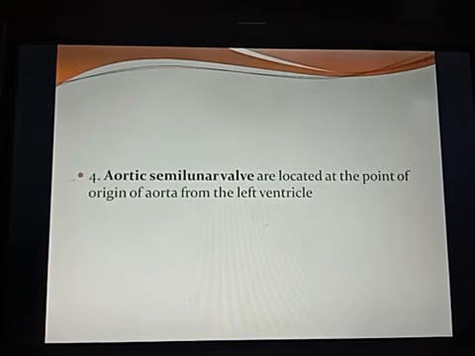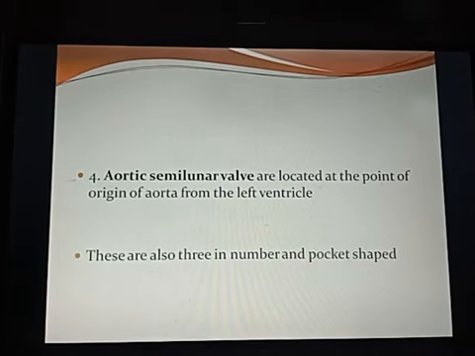The next one is the aortic semilunar valve. The name itself suggests it is present in the aorta. It is located at the point of origin of the aorta from the left ventricle, the juncture between these two. The basic function of this valve is again the same: to prevent the backflow of blood from the aorta into the left ventricle. These are also 3 in number and pocket shaped.